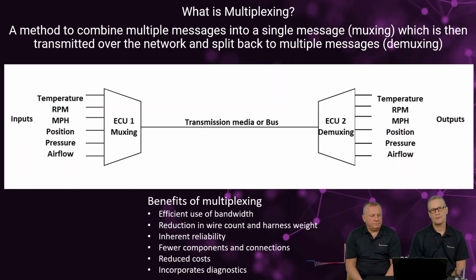And the benefits speak for themselves there. Efficient use of bandwidth we'll come on to. Reduction in wire count, there's the obvious one, and harness weight. Inherent reliability, arguable, but they are generally reliable. Fewer components and connections, that's got to improve reliability. Reduced cost, that comes with reduced weight, doesn't it. And a good one here, it incorporates diagnostics. So as you'll know, we can connect and communicate on a digital level and obtain data about any one of those inputs, temperature, RPM, miles per hour, whatever it may be.